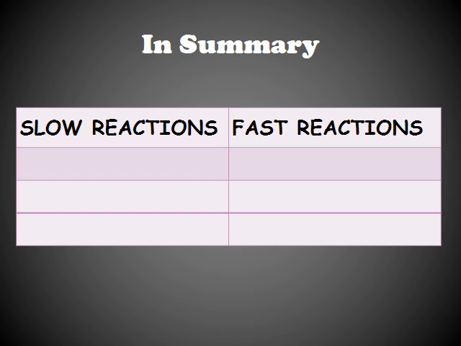So in summary, I want you to draw the following table in your books and summarize why slow reactions occur and why fast reactions occur, and ways you can make reactions faster, and also the reasons behind why the things you change increase the rate of reaction.